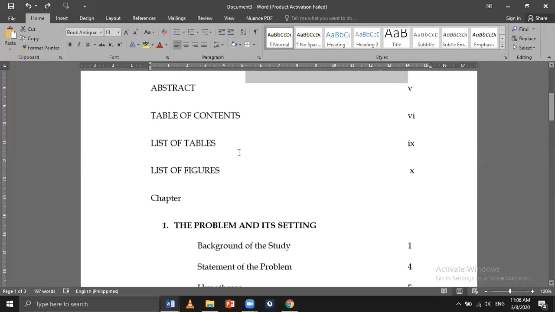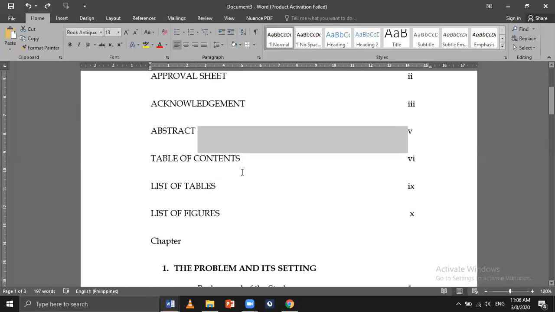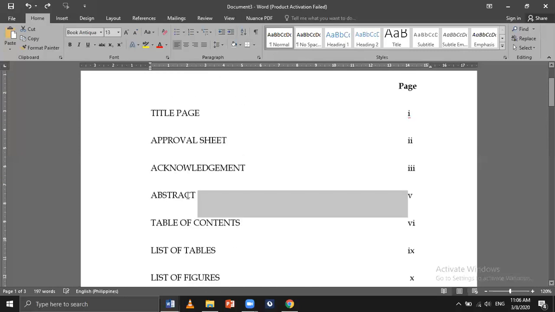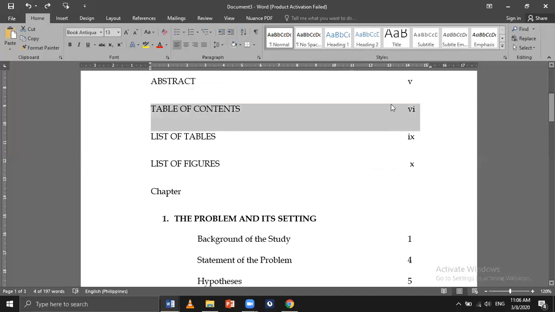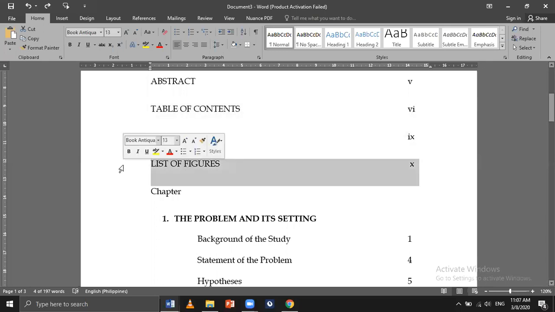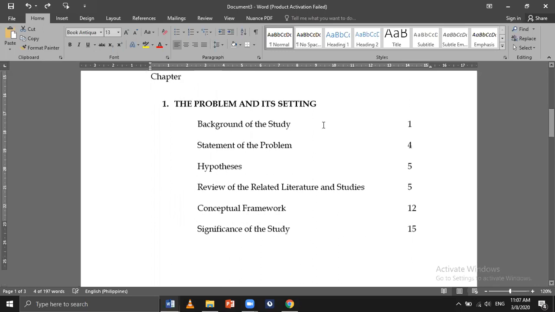The abstract will be finalized at the end of your research paper, when you get your results and have presented and defended your research paper. The table of contents is where we can find every part of the research paper and the page numbers where they can be found. The list of tables and figures, as their name implies, is where the tables and figures will be located.